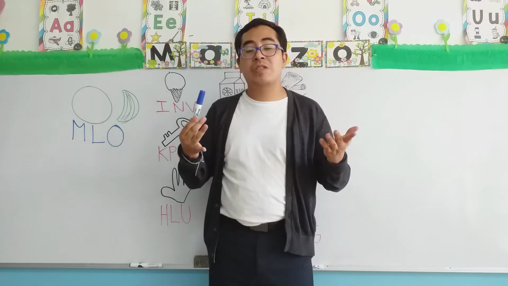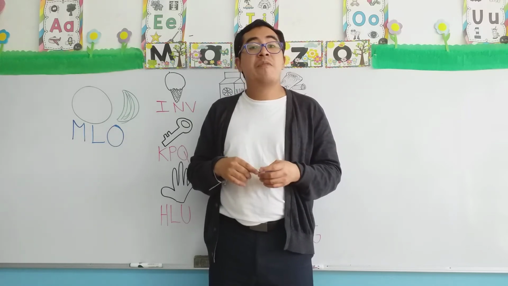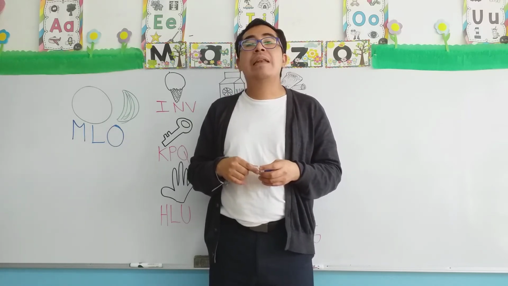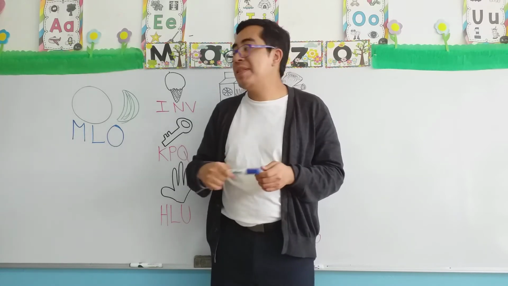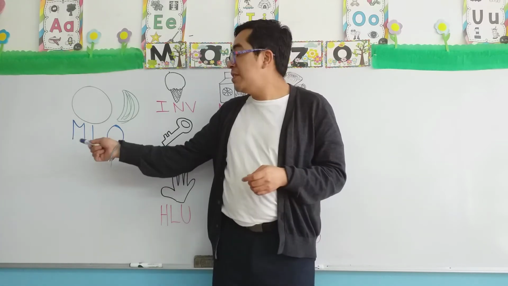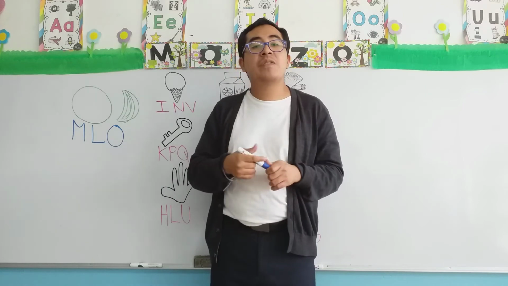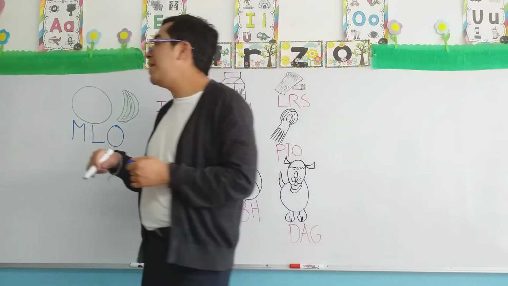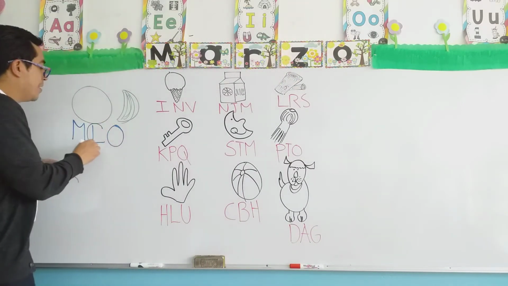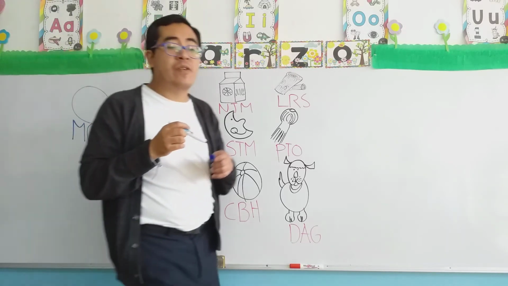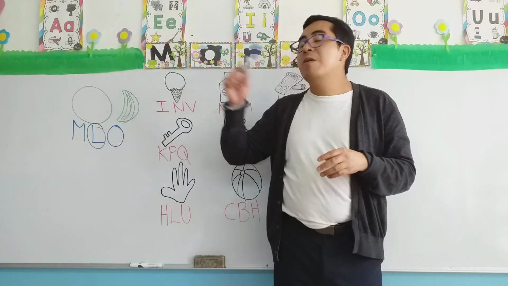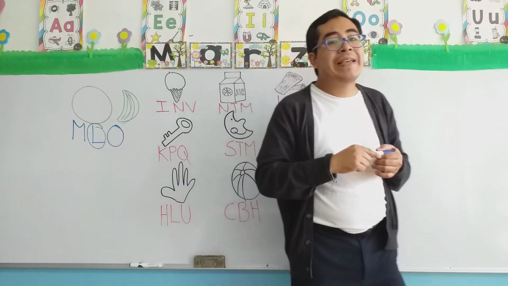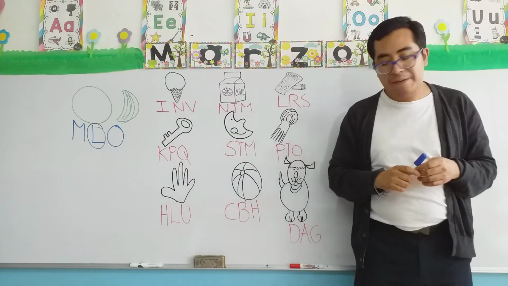Y ya lo habíamos trabajado en nuestro teddy book. Remember, lemon begins with the capital L. So this is the letter that we have to circle. Esa va a ser la letra que vamos a circular. That's the correct letter for lemon. Okay? That's an example of how to solve the activity of today.